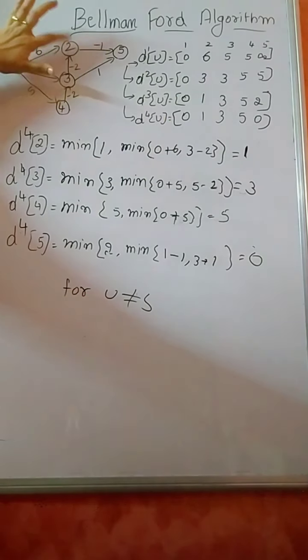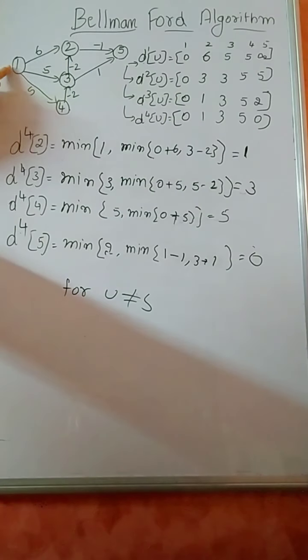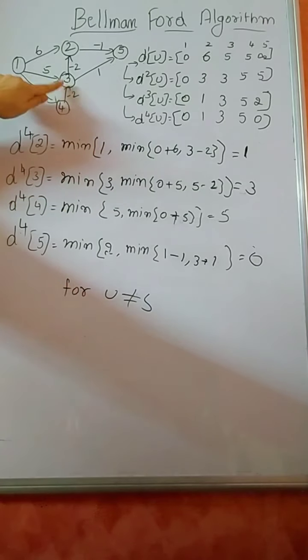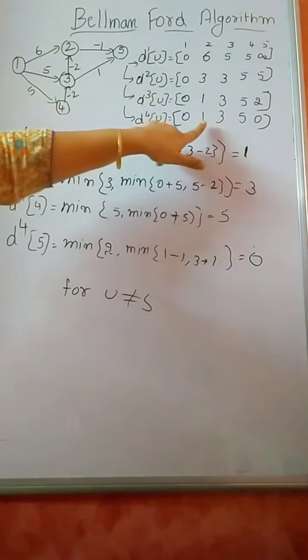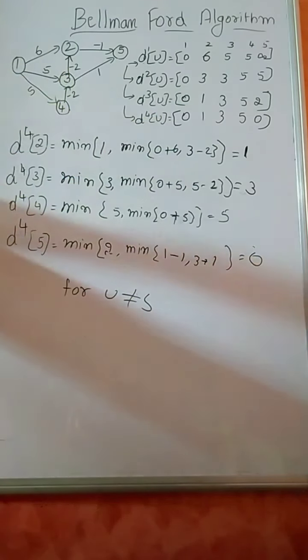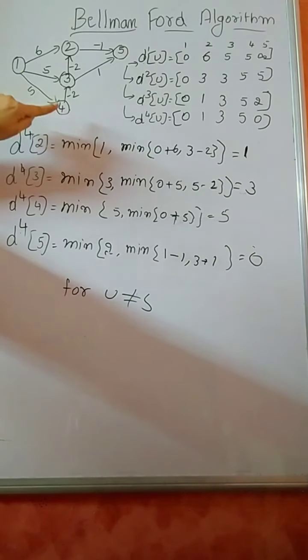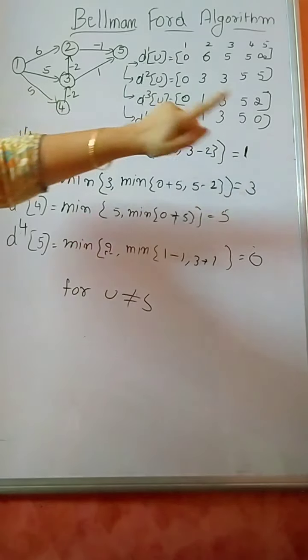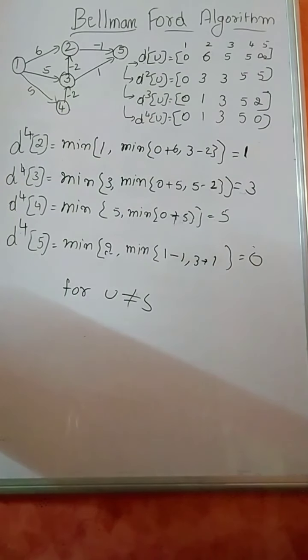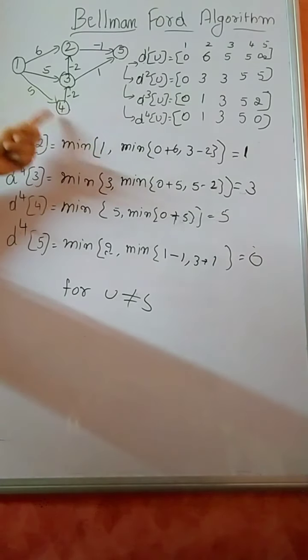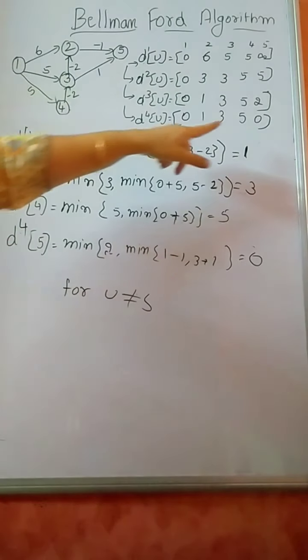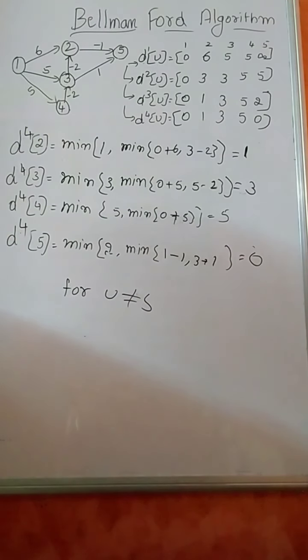And 1 to 2, how am I following? Like 1 to 4, 4 to 3, 3 to 2. So the distance will be 1. And 1 to 3, how am I moving? 1 to 5, 1 to 4, 4 to 3. So the distance is 3. And how am I moving to the 4? There is no other way. It is 1 to 4 only. So it is fine. Like this we will be computing the shortest path from the source vertex to all other vertices. It is very simple.